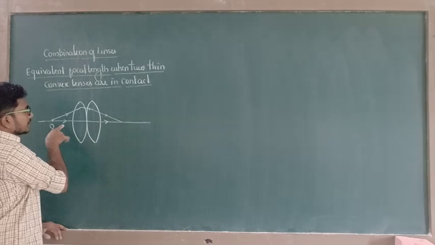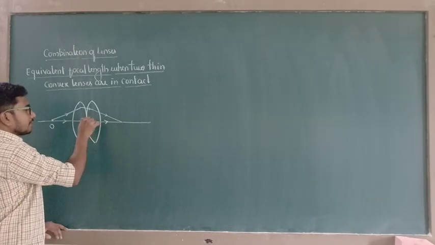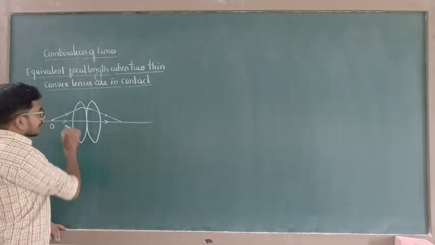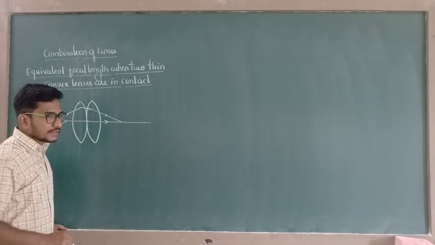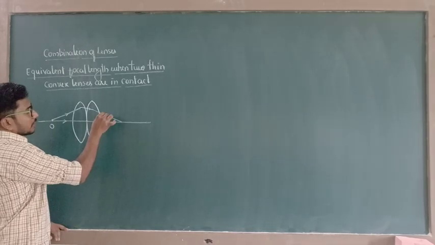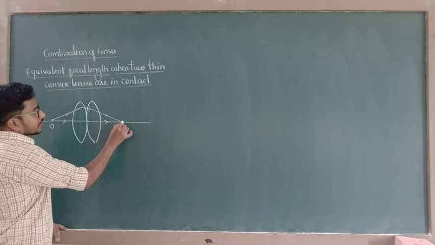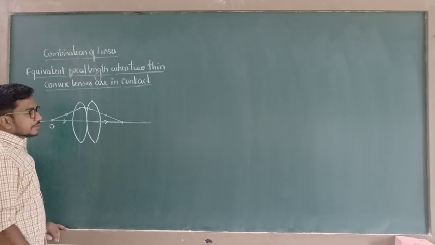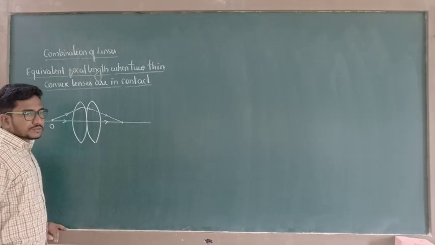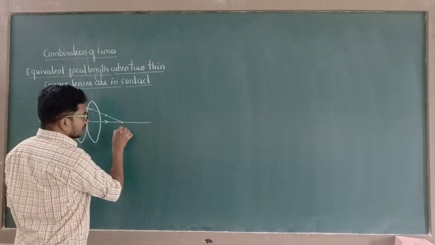So here this incident light ray is made to pass through the optical center of this lens and the optical center of this lens, and hence this light ray proceeds without any deviation. And finally these two refracted light rays are going to meet at this point. So this point represents the image of this object. Let us say I be the image of that object.